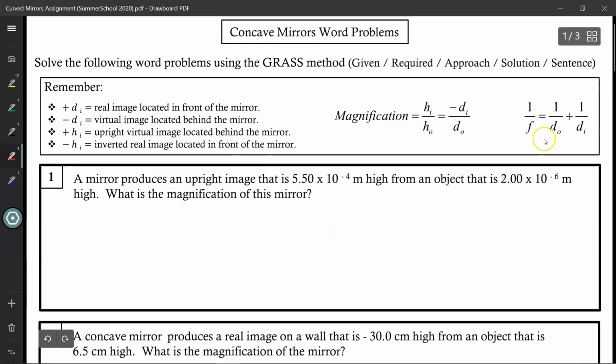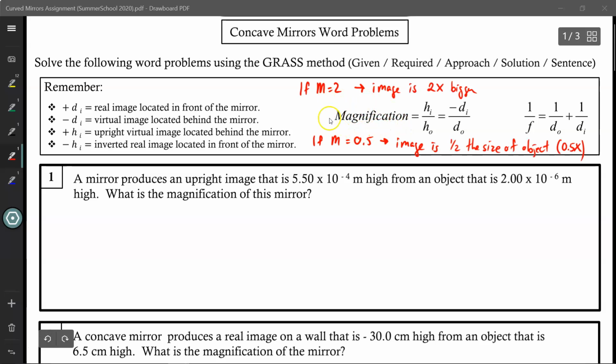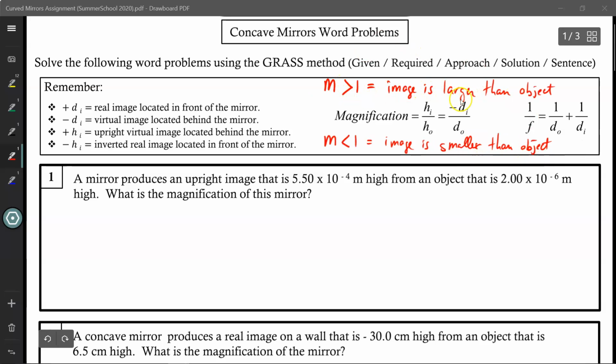Alright, so these are the equations that we will be using. M stands for magnification, so it tells you the size of the image. As an example, if M, magnification, equals 2, that tells you the image is 2 times bigger. So the magnification would be 2x. If M equals 0.5, then that tells me the image is half the size of the object. So we say 0.5x. So anytime the magnification is greater than 1, that means the image is bigger than the original object. If the magnification is less than 1, that tells you the image is smaller than the original object. Alright, so M greater than 1, larger. M smaller than 1, smaller.